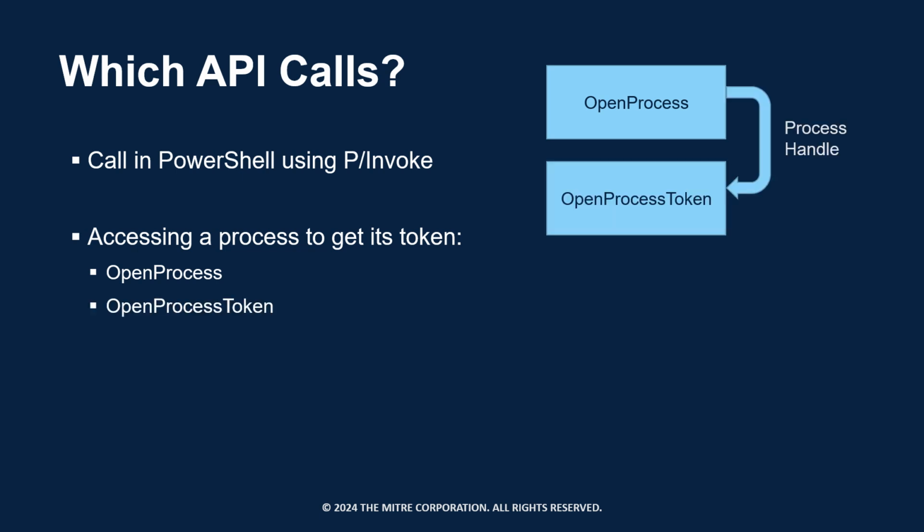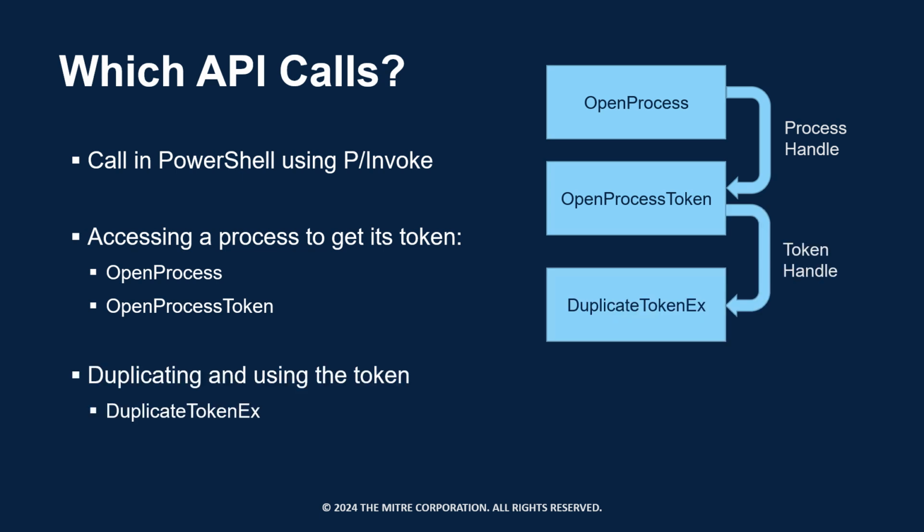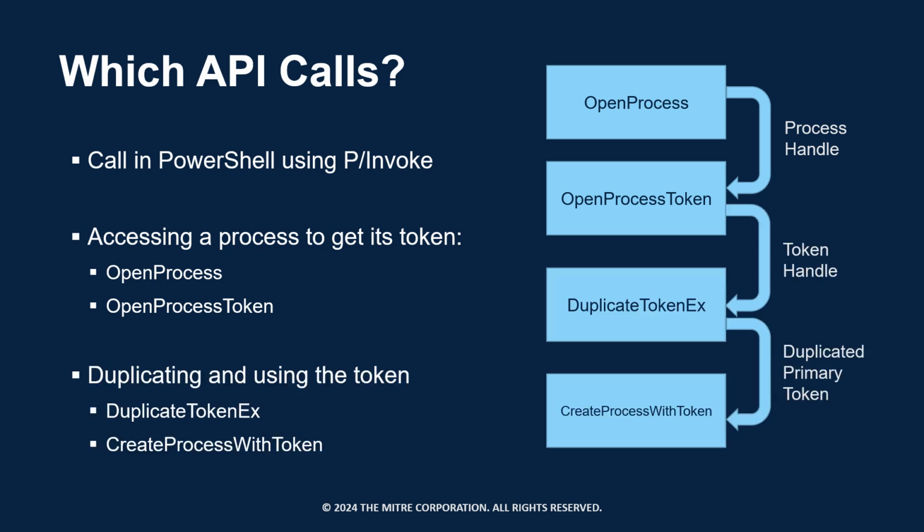First, we can then pass that process handle to open process token to obtain a handle to the LSAS. We then call duplicate token EX to duplicate the LSAS token. Note that we would call Lastly, we pass our duplicated primary token to the create process with token.